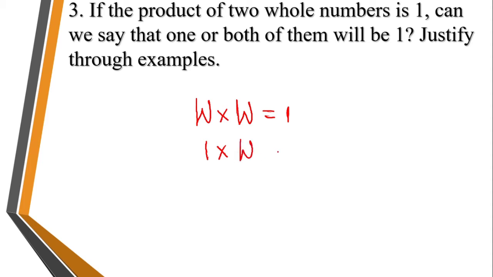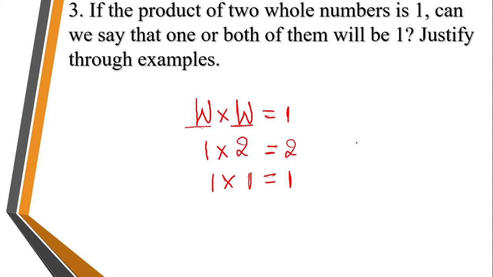And here both of them will be 1. So if 1 is getting multiplied with itself, 1 into 1 is 1 only. And 1 into any whole number, let's take the whole number as 2 again, 1 into 2 is 2. So as you all know, any number multiplied by 1 will give our answer as the number itself.